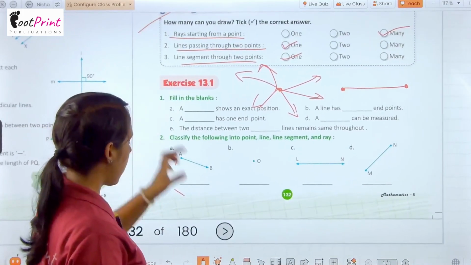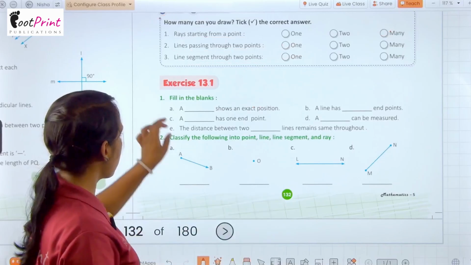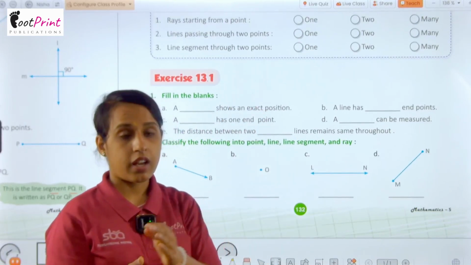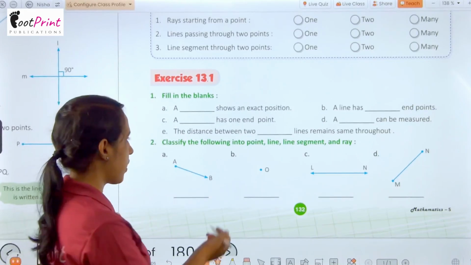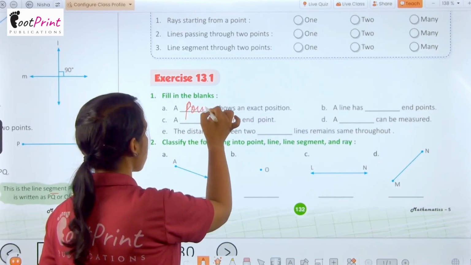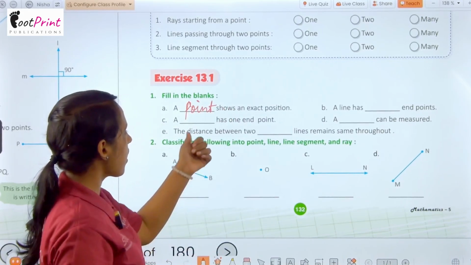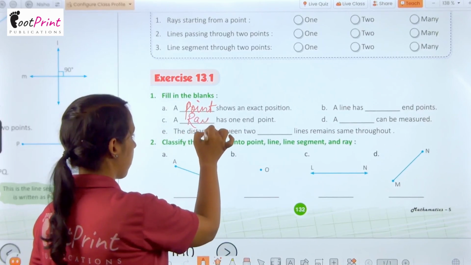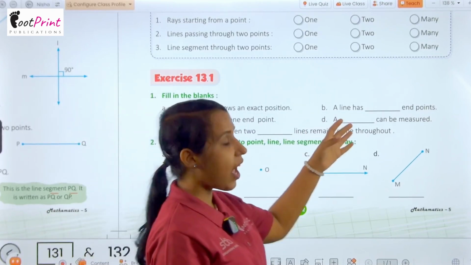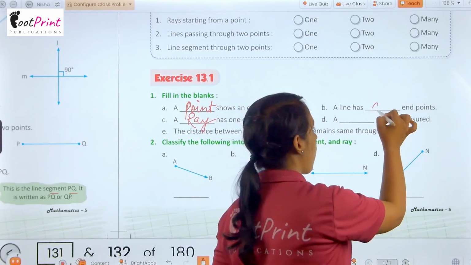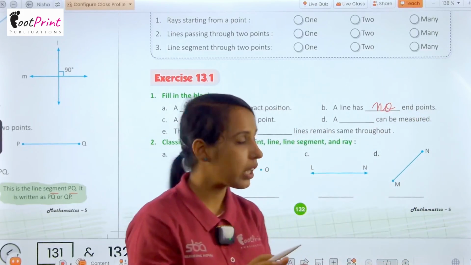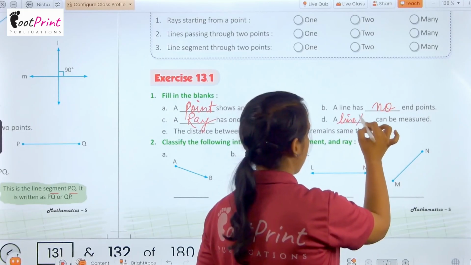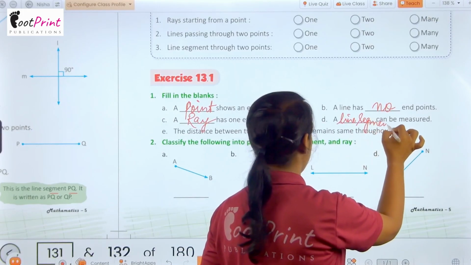Now we have exercise 13.1. Let's see here. Fill in the blanks. A dash shows an exact position. Exact position कौन दिखाता है? Point. Yes. A point shows exact position. A dash has one end point. So one end point has a ray. Okay. A line has no end points. Line के कोई भी end point नहीं होते हैं. A dash can be measured, that is line segment. Line segment we can measure.